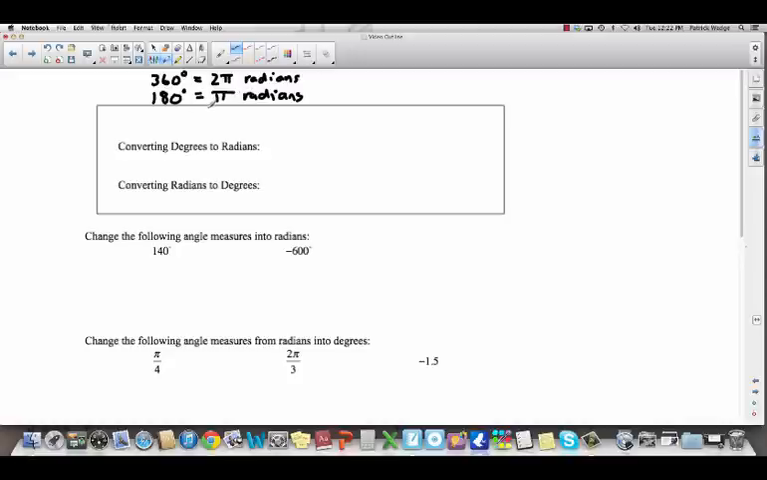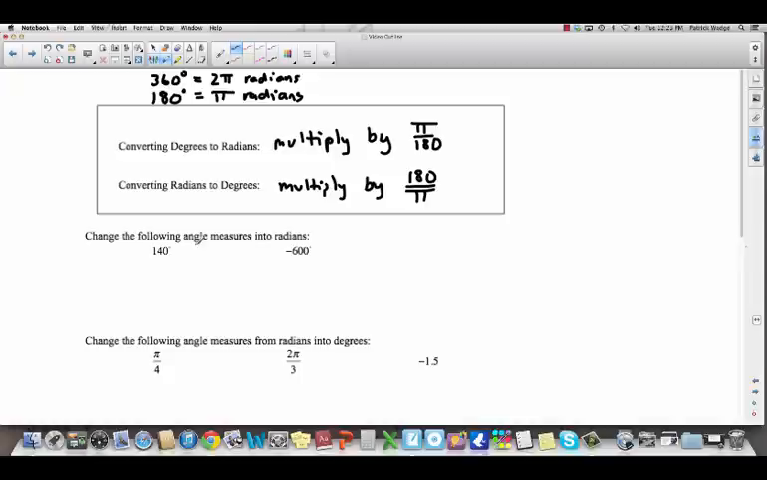All right, let's figure out how to switch from degrees to radians or from radians to degrees. This is very important. To switch from degrees to radians, you multiply by pi divided by 180. And to go from radians to degrees, you multiply by 180 divided by pi. So let's try some of these.